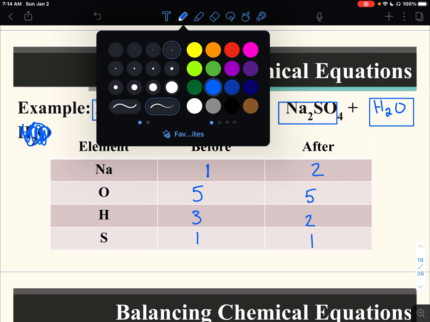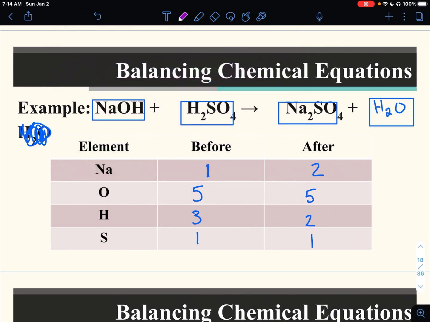So the other thing that's not balanced here is sodium. So let's do sodium. Sodium is a 2 after the arrow and a 1 before. So I'm going to put a 2 right here. So that changes this to 2. But it also changes oxygen and hydrogen. And a very common mistake that students will do is they'll go here and they'll be like, oh, I'm going to multiply this by 2 and it's going to be 6. And I'm going to multiply this by 2 and it's going to be 10. But that's not true, okay?